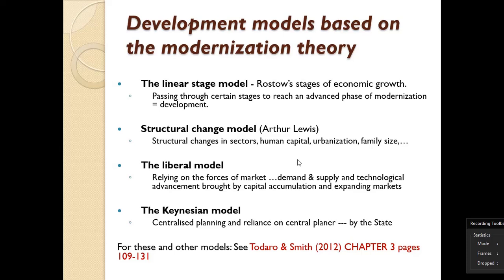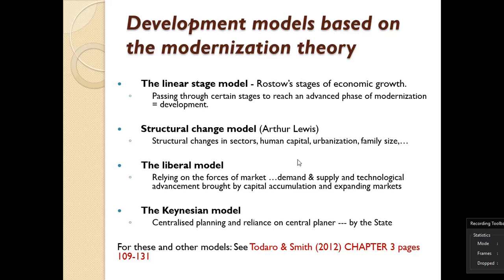But a few of them are the linear stage model, which was championed by Rostow, an economist, and suggests that societies to develop must pass through certain stages to reach an advanced phase, which is equated to development. Arthur Lewis looks at the structural change model, which suggests that for a certain society to develop, it must experience some structural changes in terms of sectors. For instance, a shift from agricultural sector to industrial sector, change in human capital, urbanization. So therefore, transforming rural areas into urban areas, structure in terms of family size, and so on.